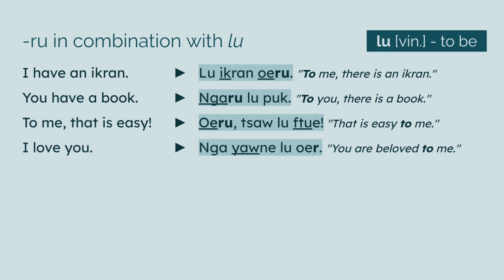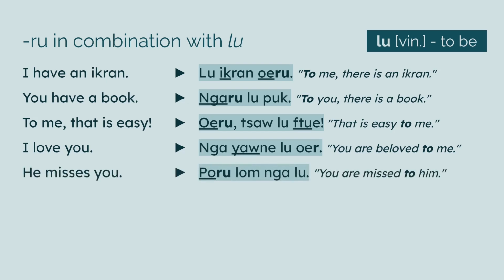There are other adjectives that can be used similarly. For example, lom. Lom nga lu means you are missed. And if I now say poru, lom nga lu, you are missed to him, then what I'm saying is he misses you. So there's also no verb for to miss in this sense. There is a verb for to miss, hoop, but that means to miss as in you are shooting at something and you are missing the target. This is not usually what you mean if you want to say I miss you. You don't want to say I tried to shoot at you but I missed. So better use this construction with lu and the ru case ending instead.